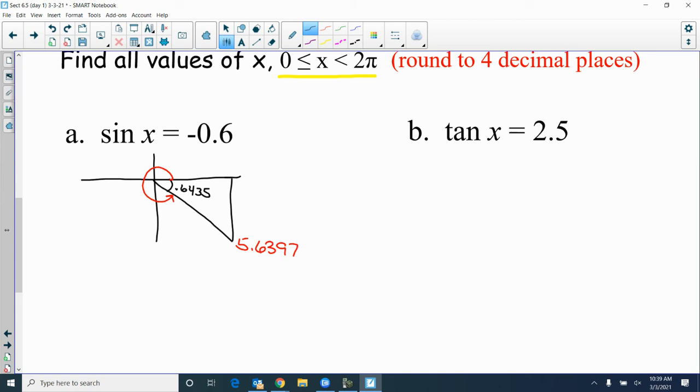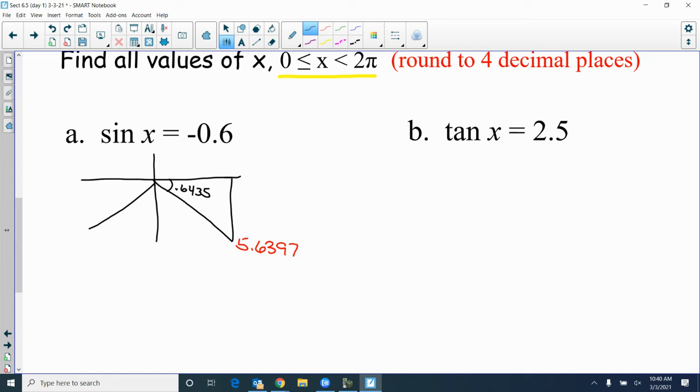All right, Emily, do you know where the other answer is? Do you know how to get it? Other answer, where's sine going to be negative? What other quadrant? 3. The other answer has to be in quadrant 3. Remember, these answers all have to have the same reference angle.